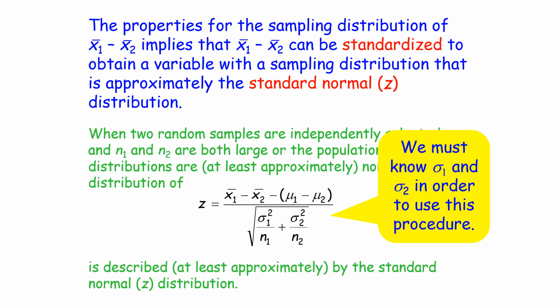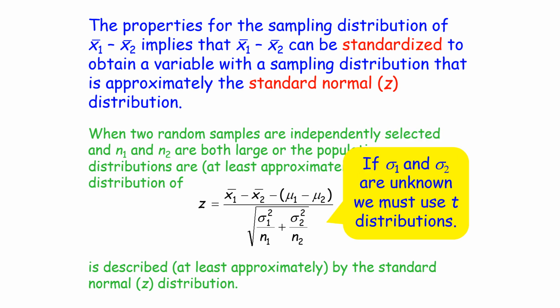We must know what our sigma sub 1 and our sigma sub 2 values are in order to use this procedure. So again, we need to know what our standard deviations are for our first and second populations in order to use this procedure. Because if our standard deviations are unknown, then we're going to need to use a t distribution.